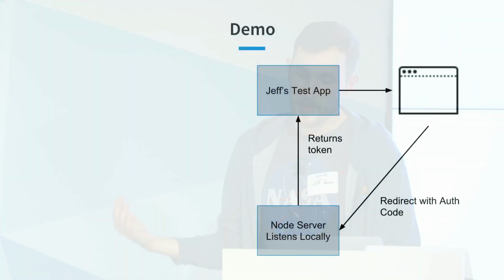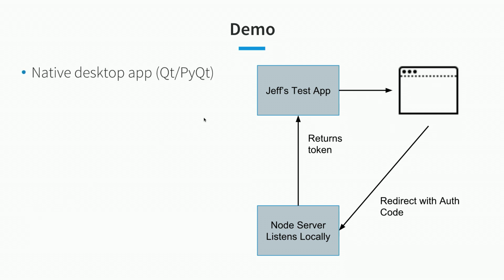All right, so I have a demo that implements these best practices. I have some lessons learned about the demo, so I'll talk about them after, but I'll just describe it now. So we have Jeff's test app. It's a native desktop app built with Qt and PyQt. It has a button that says "Who am I?" And before it can determine who I am, it's going to open the system browser so I can consent to giving access to my LinkedIn info.